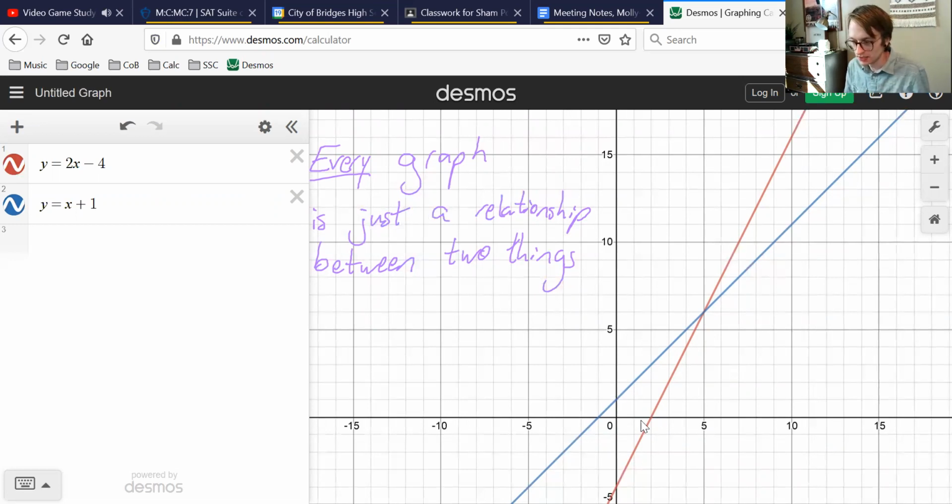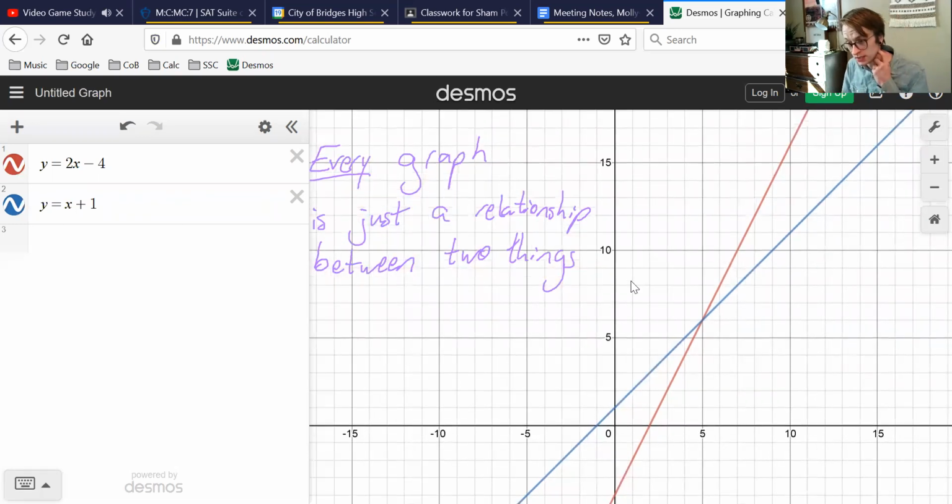If the stick is between 0 and 5 feet long, my store, the red one, is going to be the cheaper one. Like you want to go to my store to buy short little sticks. If the stick is more than 5 feet long, it starts to be cheaper to go to Molly's store than it is to go to my store. Every graph is a relationship between two things. So the two things here that we're looking at is the length of a stick versus the cost of a stick. And each line is like a different store that we go to.